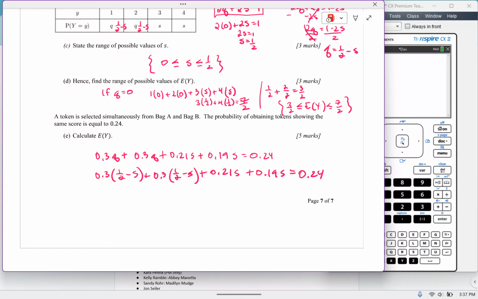Anyway, what do you guys get for S? You're still typing it in. Okay. How do you find it? nSolve, menu 3 1. Darwin, are you sleeping? What did you guys get?